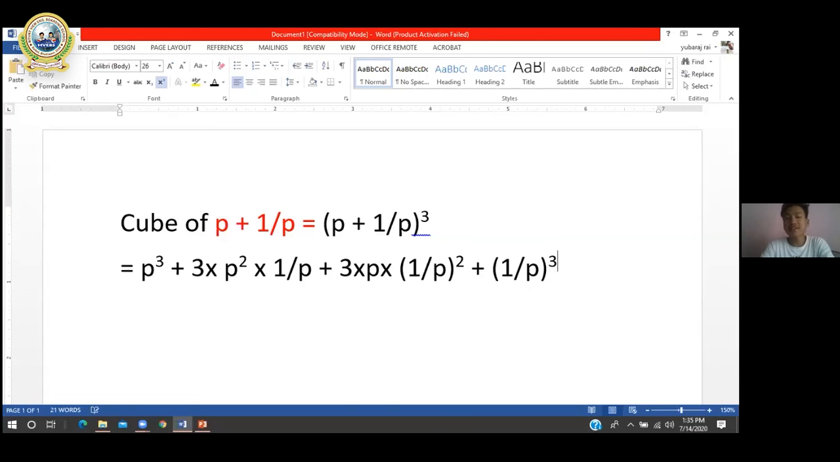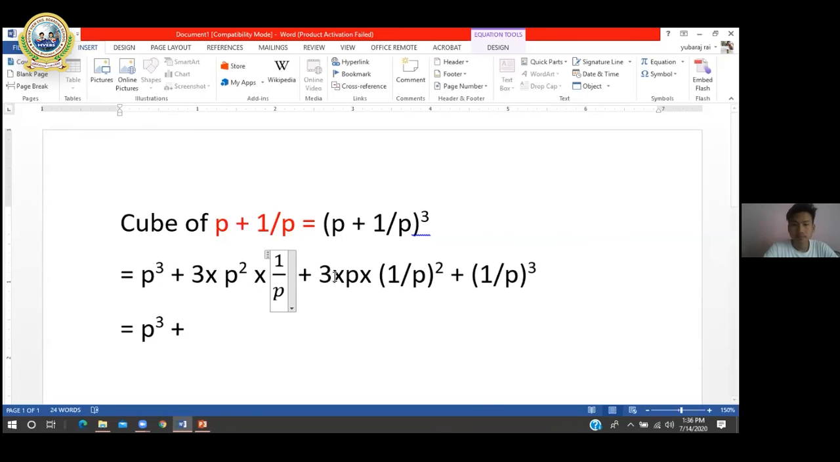So this is the formula. Now all we have to do is open these up and just distribute the power. And you say it's a PQ one, it's already PQ. We have 1 by P.